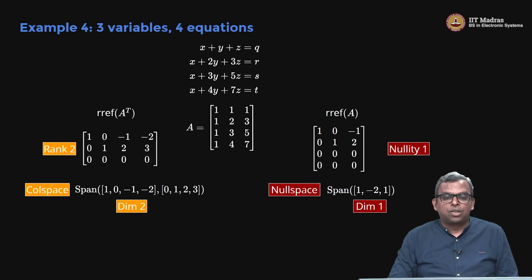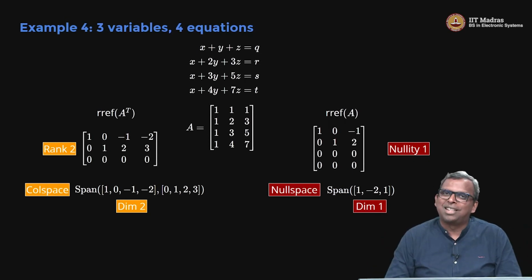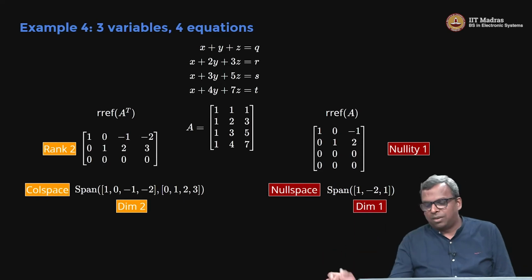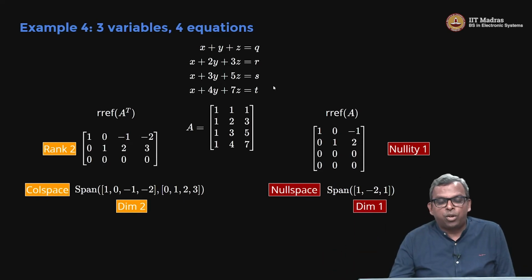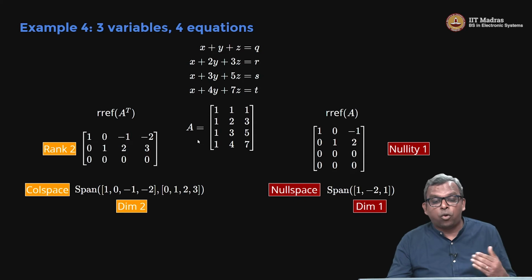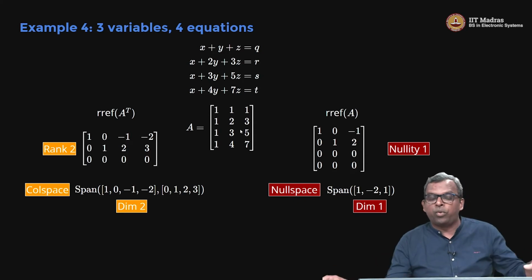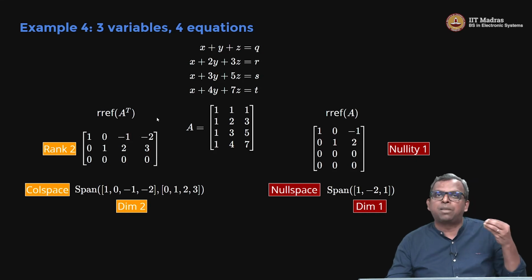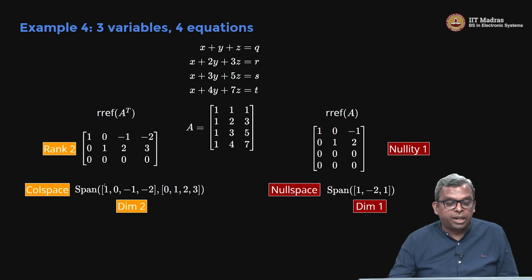Okay, so next example. Example 4 is a little bit more twisted. We're going to now look at 3 variables and 4 equations. So your matrix A now is a 4 by 3 matrix. I'm going through very quickly here. You do RREF on A transpose to find a nice basis for the column space. You're going to get 1 0 minus 1 minus 2 and 0 1 2 3. So your dimension becomes 2. So it's a rank 2 matrix.